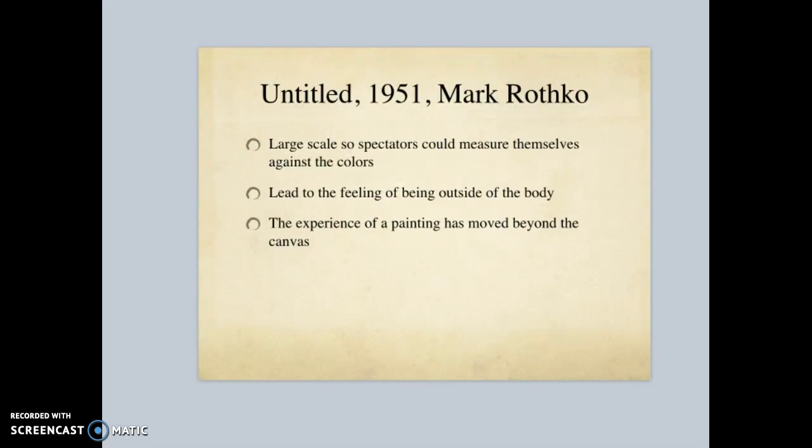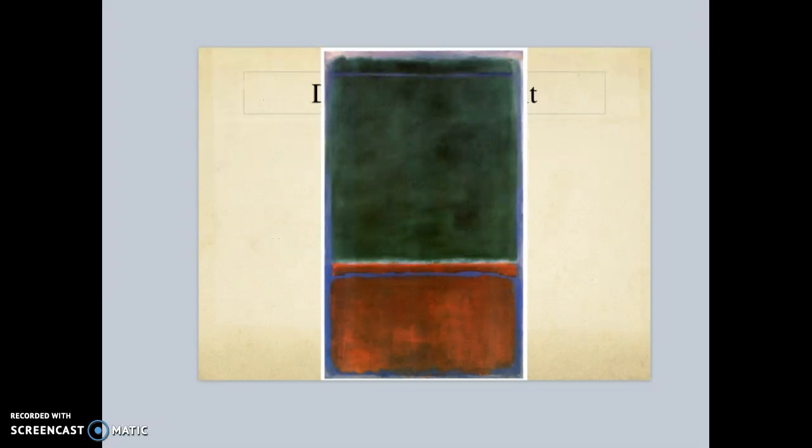The next piece is Untitled by Mark Rothko. So this is what we're talking about in relation to color field painting. The emotive is being emphasized over the narrative.